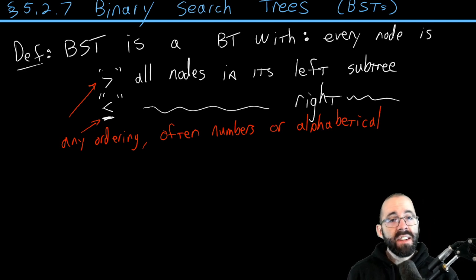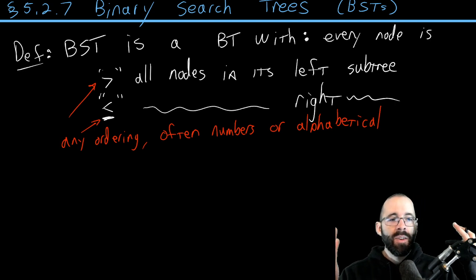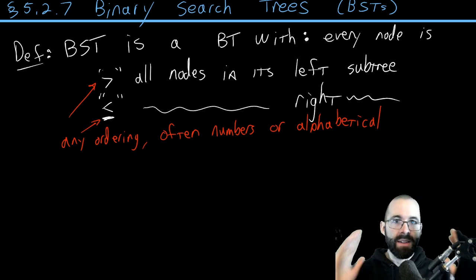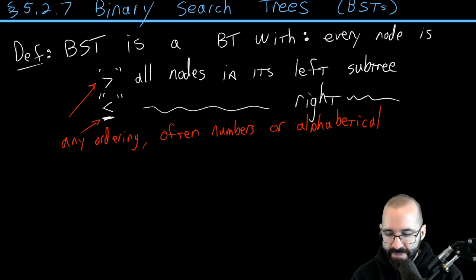And the reason why that's nice is if we're trying to find something, I'm spoiling this a little bit, getting ahead of myself, we know how to find it because, well, is the thing we're looking for bigger or smaller? That tells us whether to go left or right. And we know we're making the right decision because it is organized.